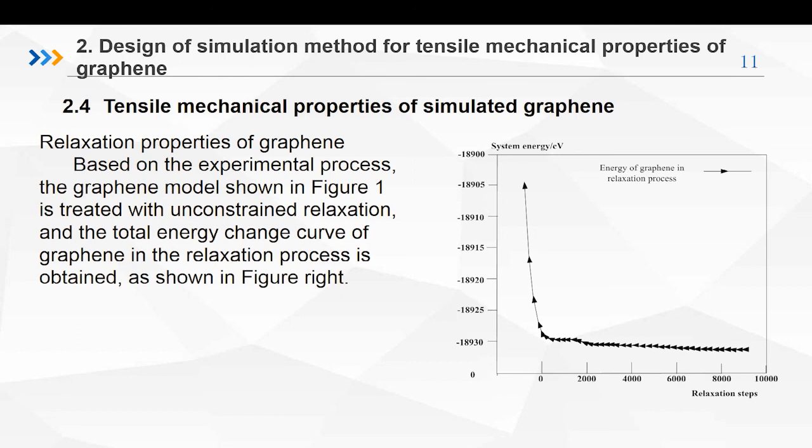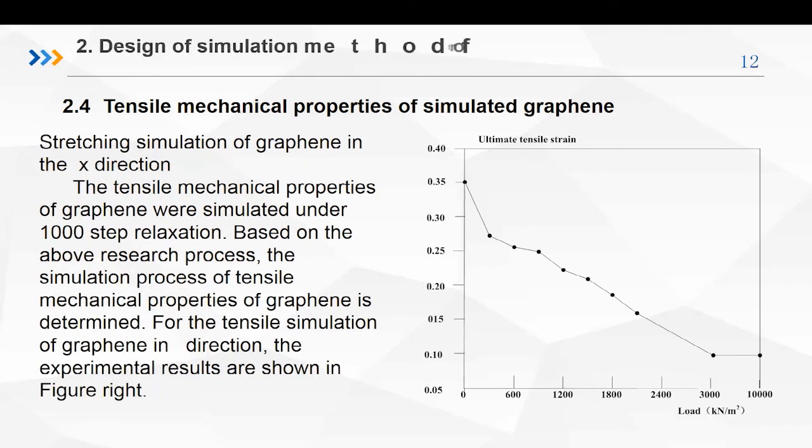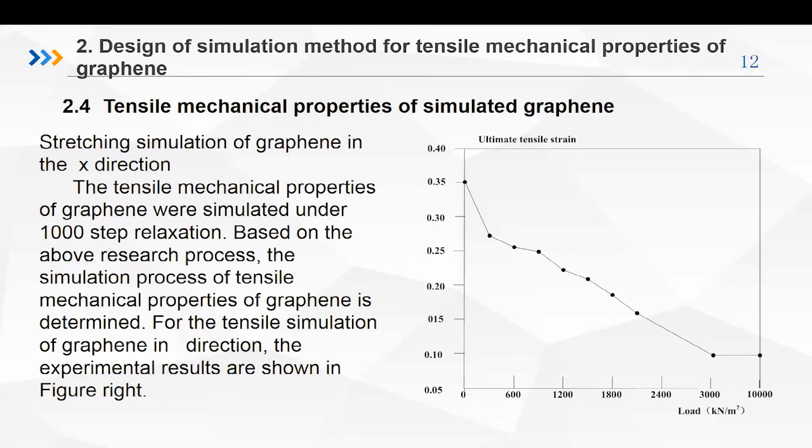Four, tensor mechanical properties of simulation graphene. Stretching simulation of graphene in the x direction. The tensor mechanical properties of graphene were simulated under 1000 step relaxation. Based on the above research progress, the simulation progress of tensor mechanical properties of graphene is determined. For this tensor simulation of graphene in x direction, the experimental results are shown in figure right.